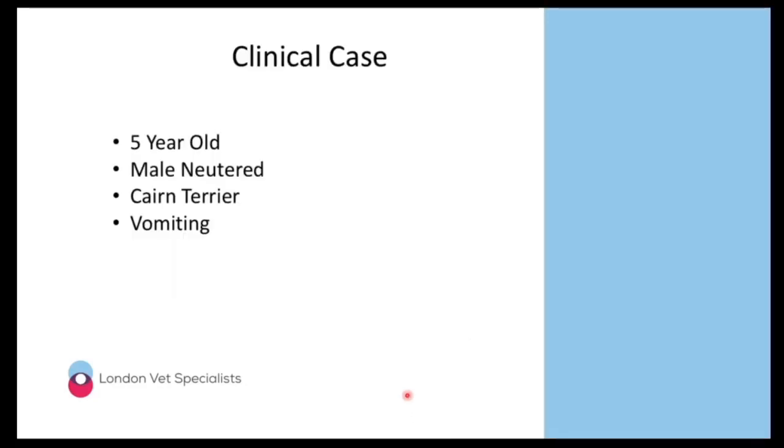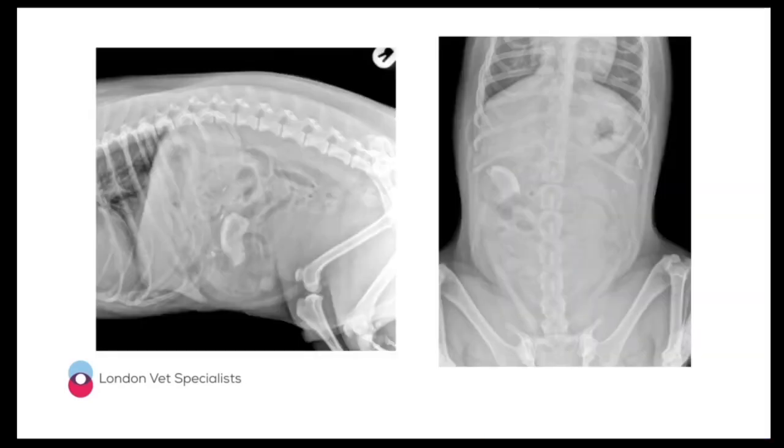So I thought we'd just finish on a clinical case. And this is a 5-year-old male-neutered cairn terrier that presents to you with a history of vomiting. And we've got 2 radiographs to look at. We've got a right lateral radiograph and a ventrodorsal radiograph. And immediately we can see that there's quite a large, clearly marginated, opaque structure within the mid-abdomen in the right lateral view, and within the right cranial abdomen in the VD view.